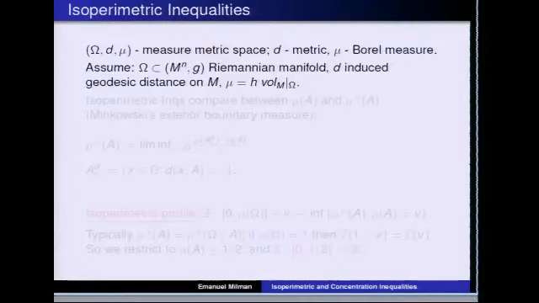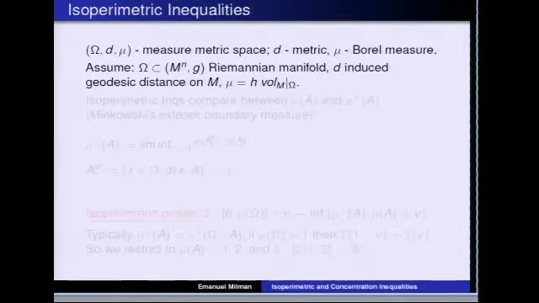Okay, so let us start slowly. Here's the notation which I'll be using throughout the talk. (Ω, d, μ) will always denote a measure metric space in the notation of Gromov. This just means that Ω is a set, d is a metric on this set, let's say complete, separable, and μ is a Borel measure on this metric space.